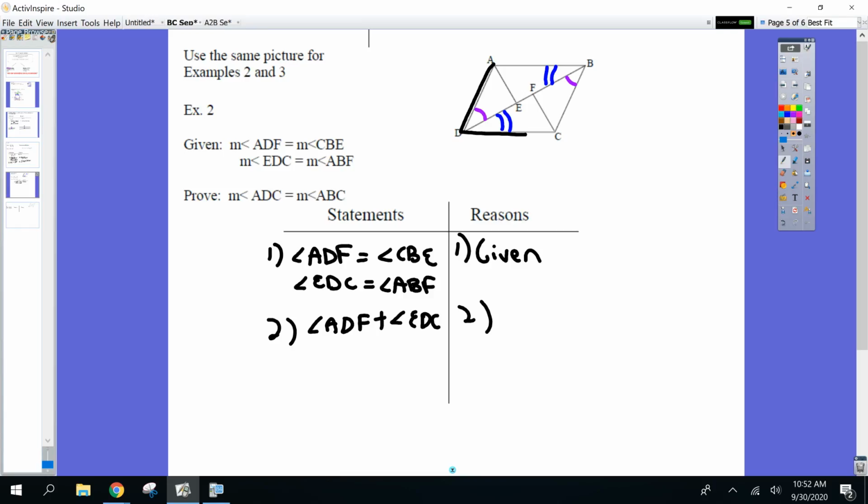Everyone good? We add those and say that's equal to. What other pair are you going to add up? Angle CBE and ADF plus ABF. Nice work.